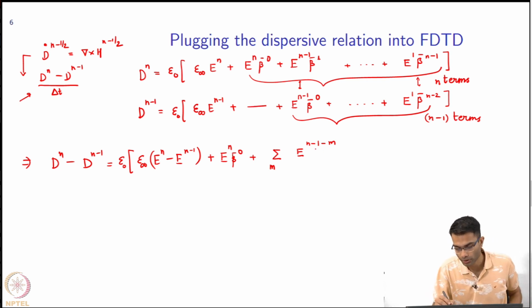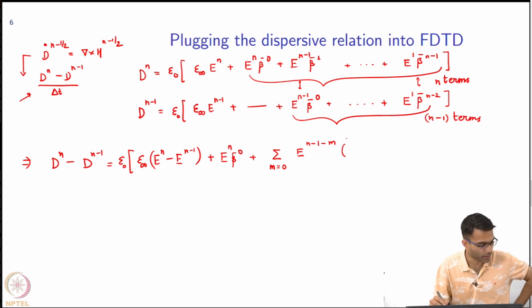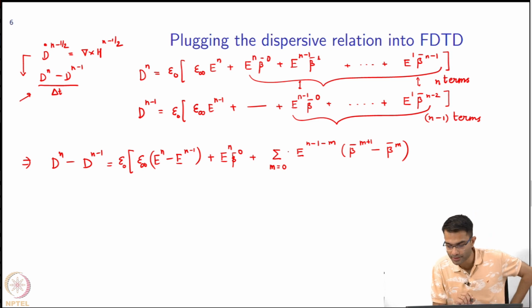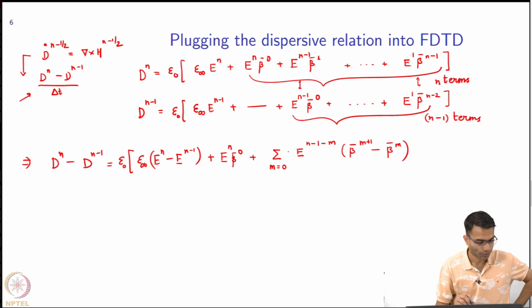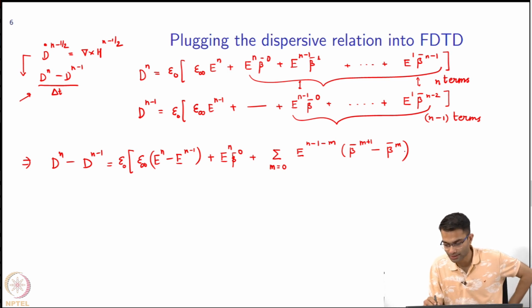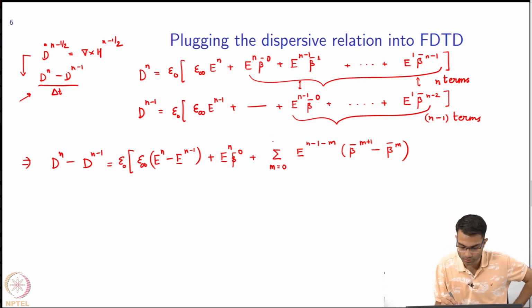Okay. So look at the first term, E n minus 1. What should m start from? 0. And what do I have over here? Bracket beta bar m plus 1 minus beta bar m. And the summation over m is going to go from 0 to, this last term is the hint, n minus 2. Excellent.